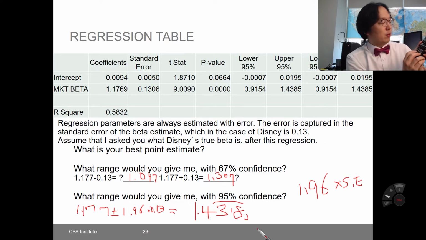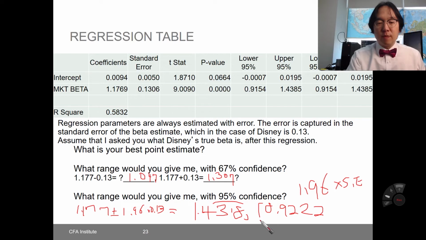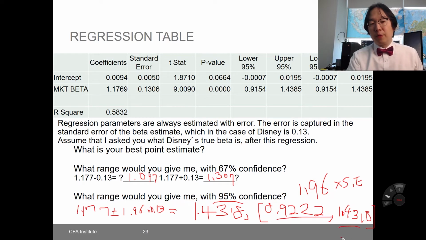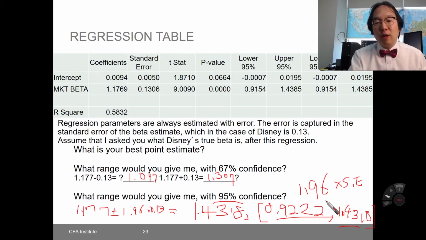1.177 minus 1.96 times 0.13. That gives 0.9222, right? So the lower bound is 0.9222 and the upper bound is 1.4318, and within this range, okay? And you see, where is the true beta of Disney, right? Is the true beta really higher than market beta? You would say in this case, at 95% confidence level, not really, right? We don't know, because market beta will be somewhere in this range, right? So there is noise going on, okay?